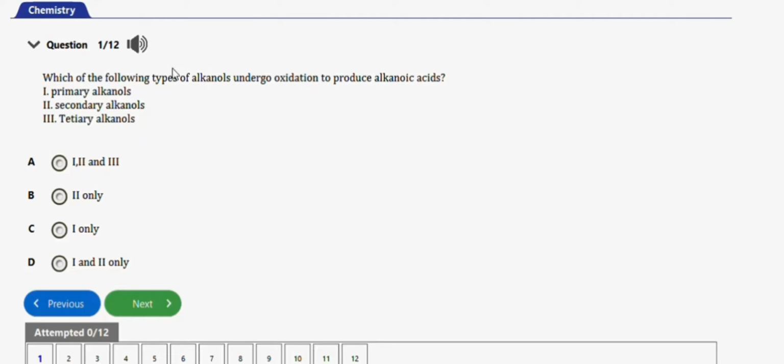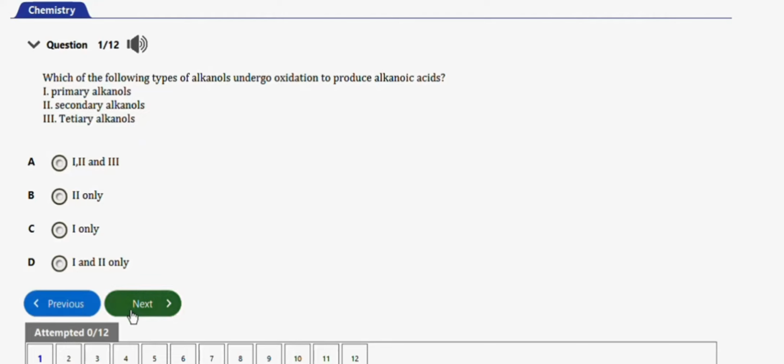produce alkanoic acid? So we have primary alkanols, secondary alkanols, tertiary alkanols. So the right answer would be primary alkanols, right? So I only is the correct option, which is option C. So that's for this question.